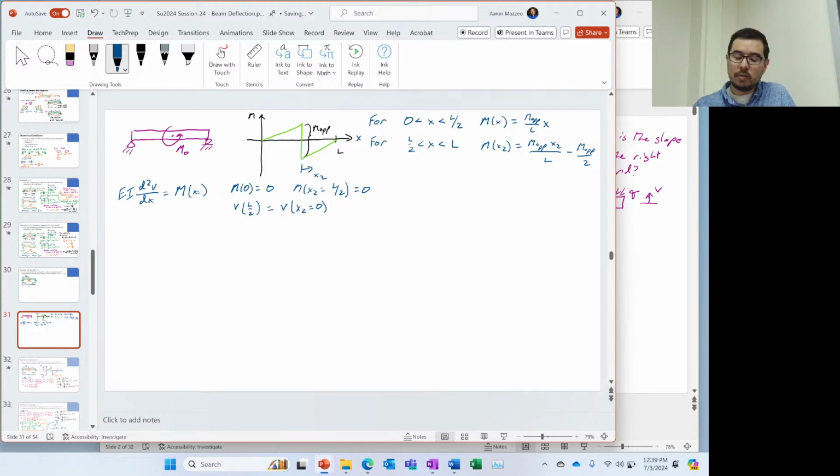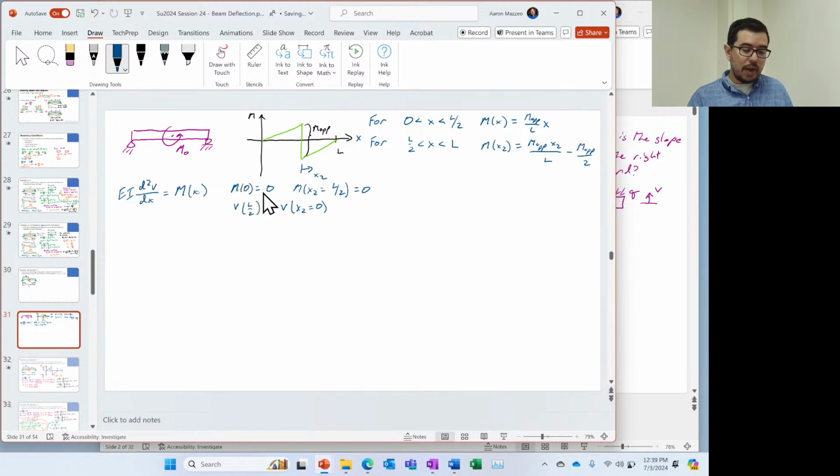Just one question. For the M of x2 equals L over 2, isn't that equal to 1/2 minus 1/2 the M applied, according to the graph? M of x2 equals L over 2? Yeah, I'm saying it's at the right. Gotcha. Yes, you're right. You're correct in that we can do this, like you're saying.